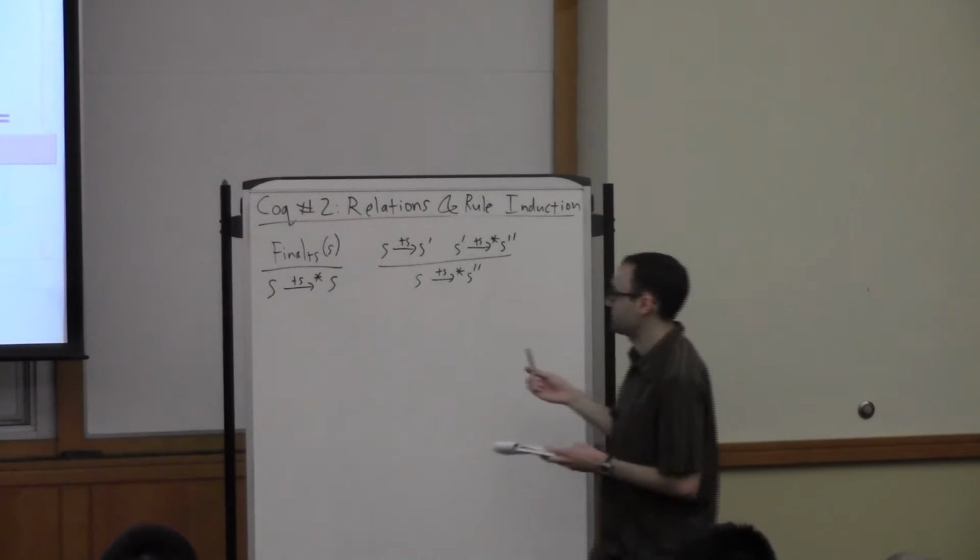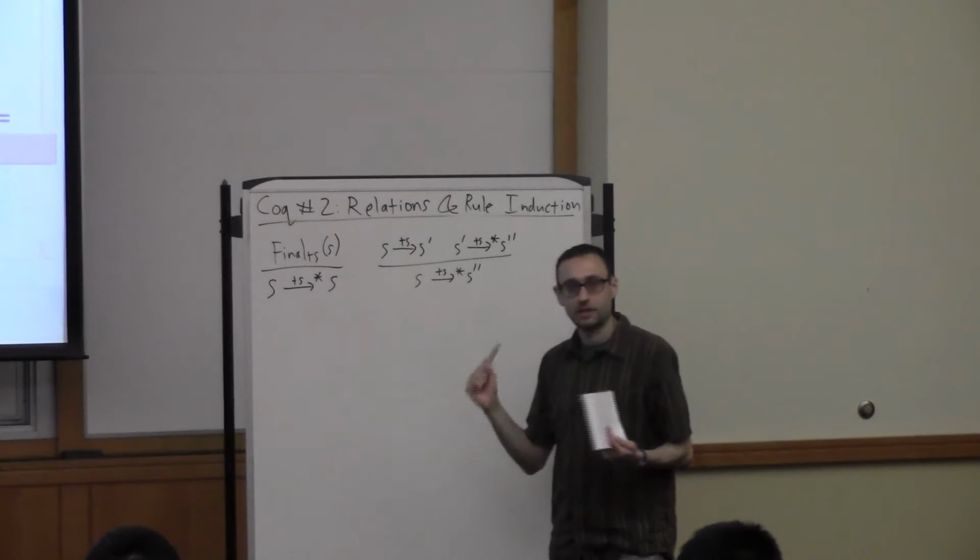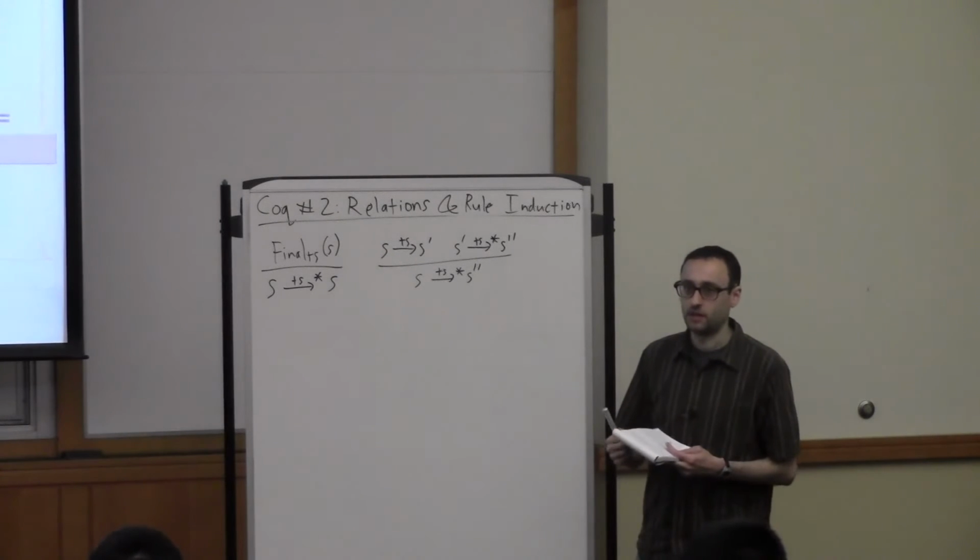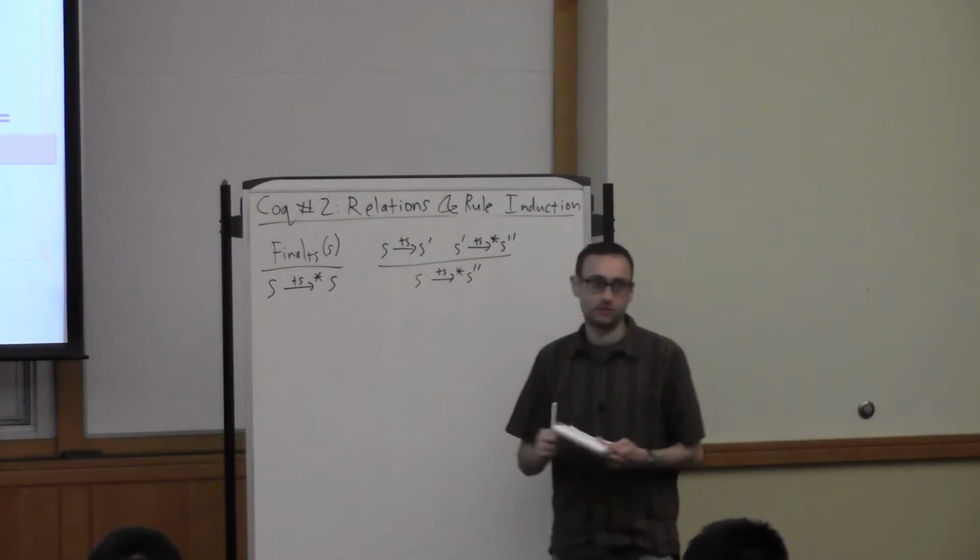So this relation captures the idea of running from some initial state to some final state. The final state is the right-hand argument of the relation.